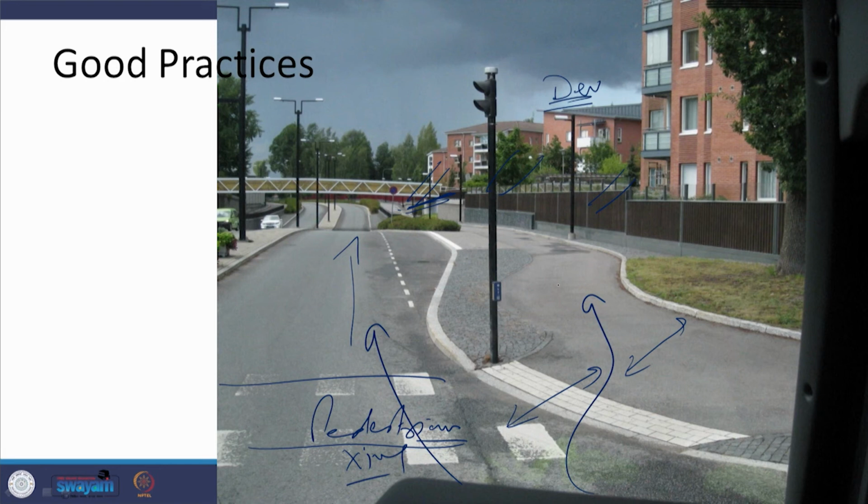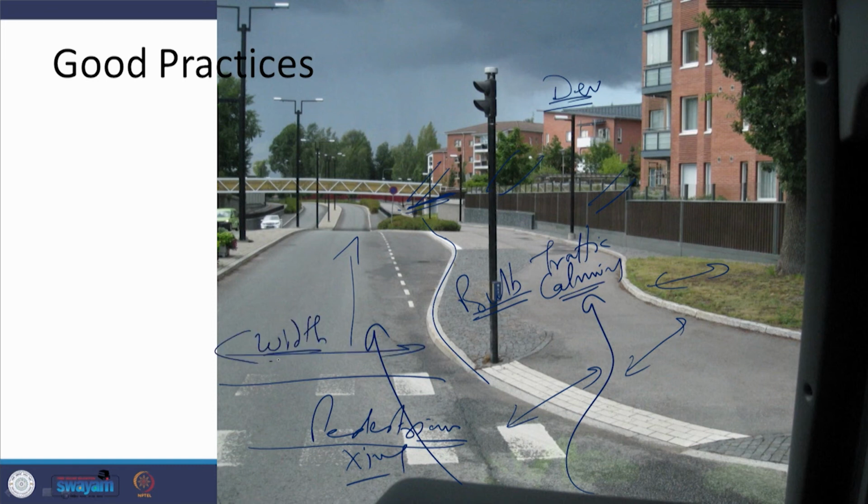Now, another thing is what you see is that a green patch is being provided here, and therefore, this type of a bulb system is provided. This bulb system actually helps in reducing the speed of the vehicles. So, it is a traffic calming measure, so as to reduce the speeds, as well as it reduces this width which is to be crossed by the pedestrians. So, now the exposure is going to be lesser.